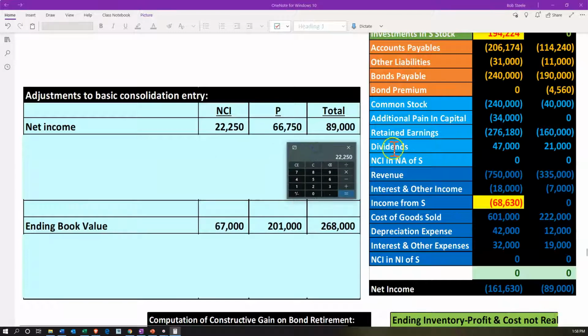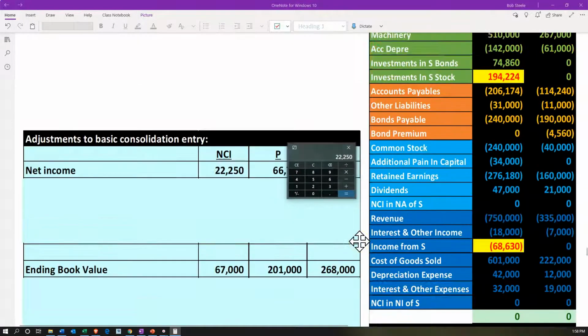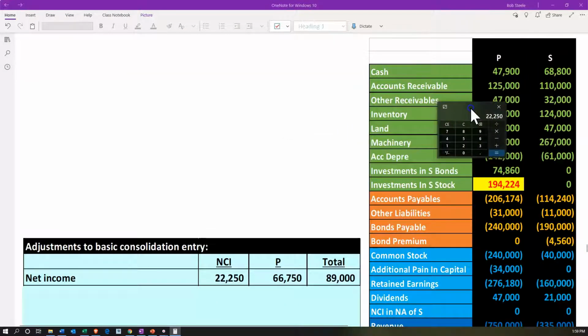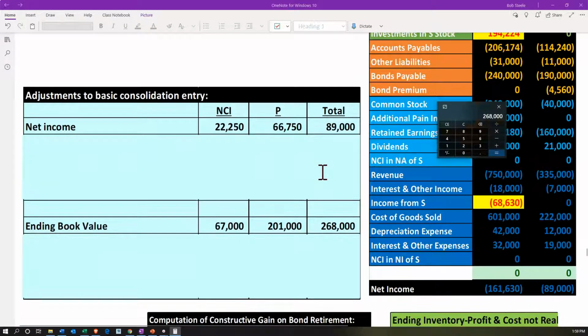Then the second side of our journal entry will be the net asset side, which we can calculate as we did before in a prior presentation, assets minus liabilities, or all of equity. Let's do that one time here fairly quickly. 68,800 plus 110,000 plus 32,000 plus 124,000 plus 47,000 plus 267,000 minus 61,000 minus 114,240 minus 11,000 minus 190,000 minus 4,560. That's going to be the 268. We can find that same thing with all the blue accounts down below, or the equity side. Let's do that. That'll be fun. 40,000 plus 160,000 minus 21,000 plus.